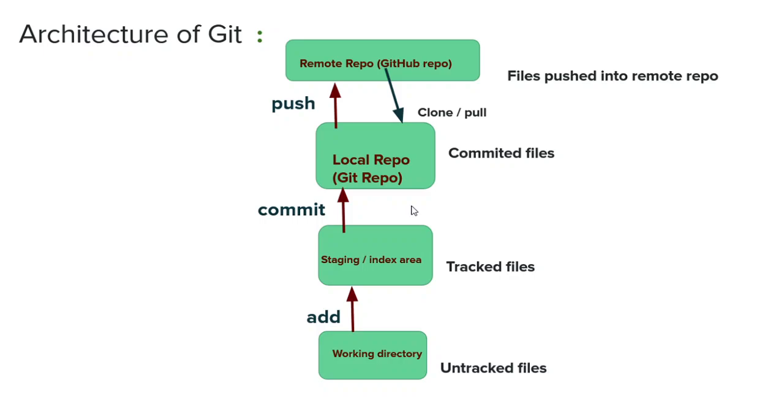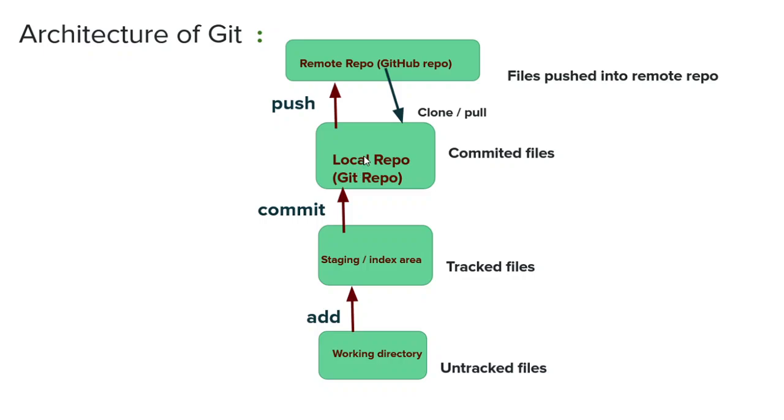The third part is the local repository. So what is the local repository? The local repository is where the actual Git history is stored. Once files are committed, they become part of the local repository. From the staging area, we can use the commit command to send the files to the local repo, which is also known as a Git repository.